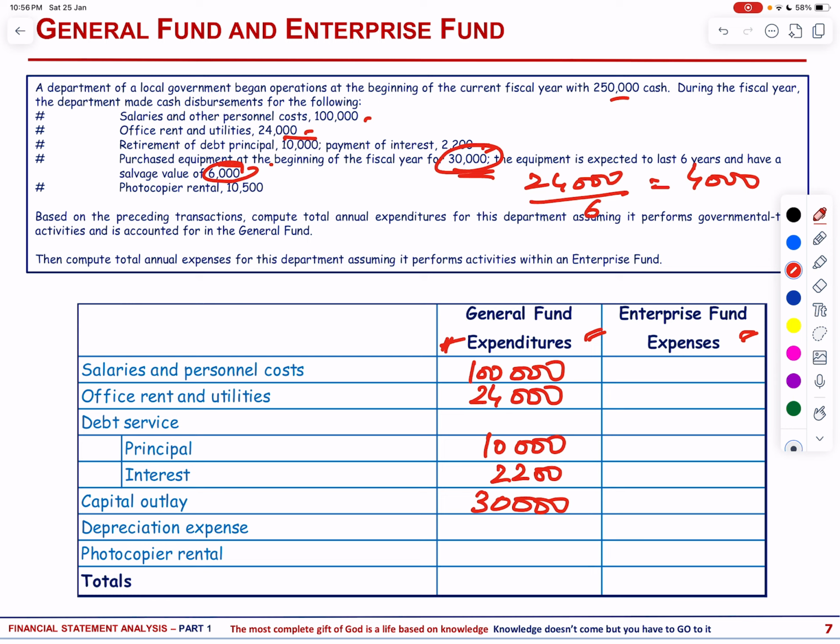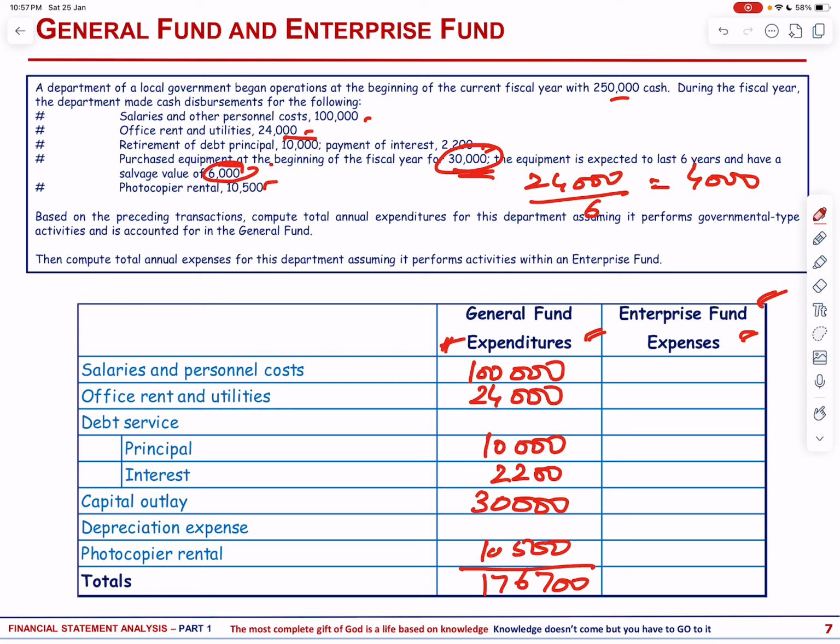Then we have the photocopier rental, and the photocopier rental is 10,500. Now this is an operating expenditure and it has to be recorded. So when we make the total, how much will it be? This will be 176,700.